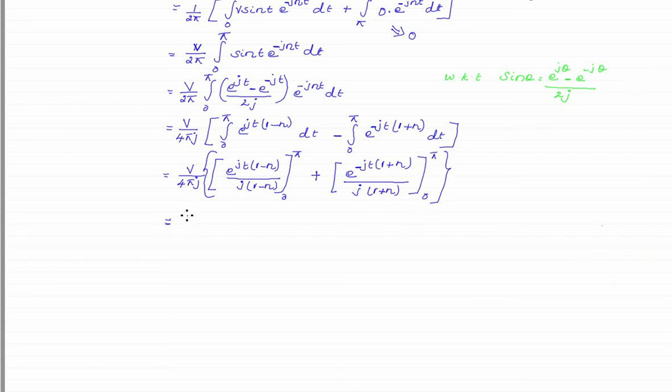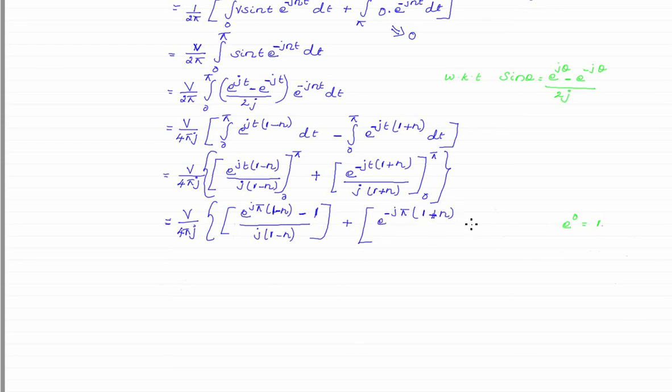Now we are going to apply the limit. The upper limit pi, when you apply it, is equal to e power j pi into 1 minus n. When you apply the lower limit 0, the term becomes e power 0. We know that e power 0 is equal to 1. So when you apply the lower limit, it is equal to 1. Similarly, we can apply the upper limit and lower limit for the second term.